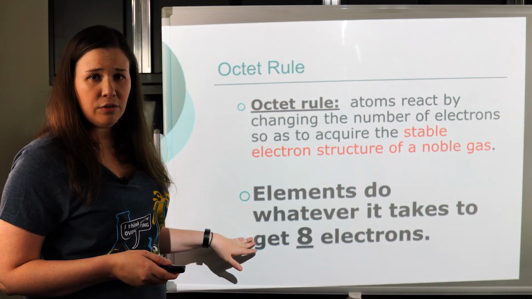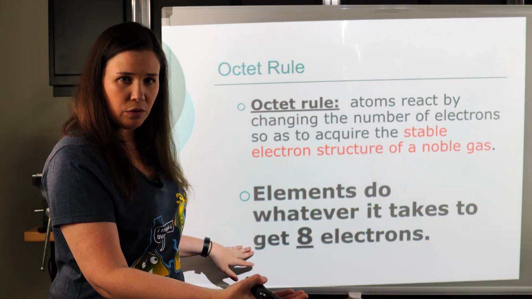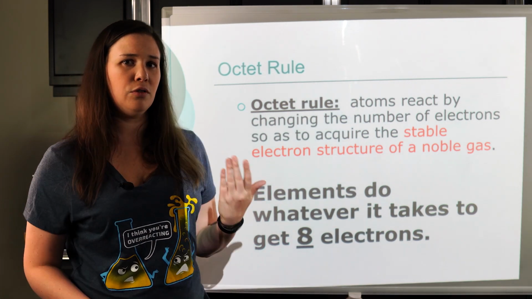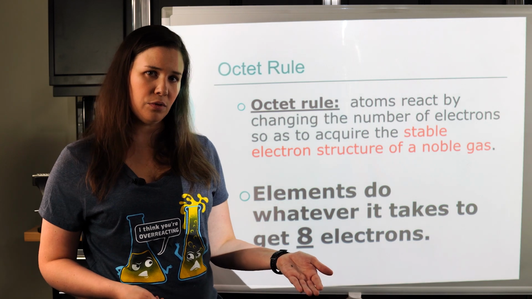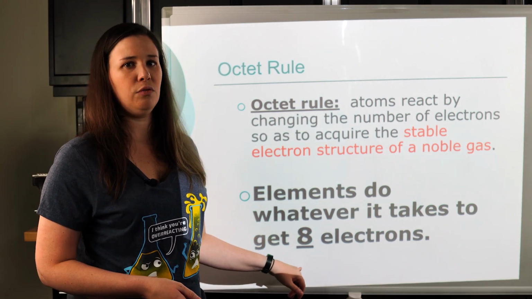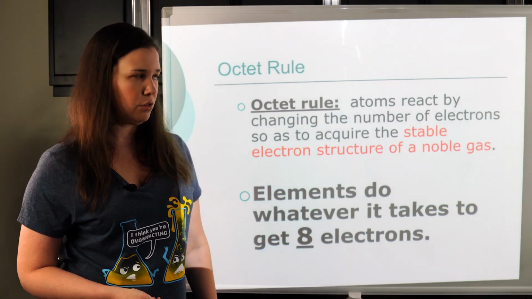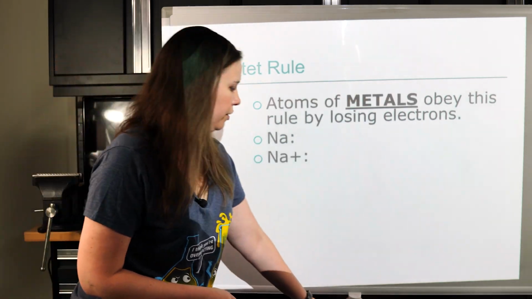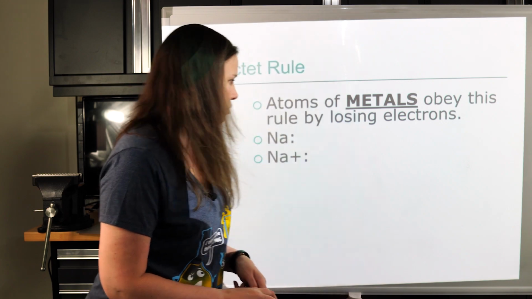So they'll do whatever it takes, whether that means transferring in terms of gaining or losing. That may also mean bonding covalently, which we'll talk about in notes B. Whatever it takes, they're trying to undergo some kind of chemical reaction in order to get 8 valence electrons. So let's look at what that does to our sodium atom.